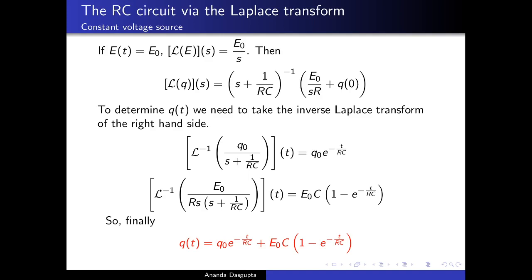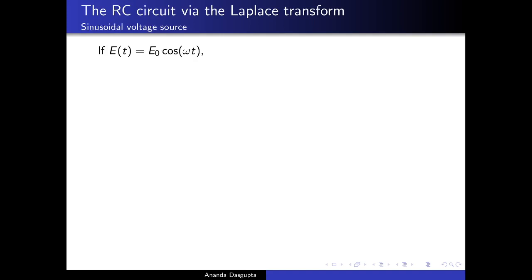Well, quickly moving on to the next case. If you have a sinusoidal voltage source, let's say e of t is e0 cos omega t. We know what the Laplace transform of that is. We figured that out a while ago. Cos omega t has a Laplace transform of s by s square plus omega square. So the Laplace transform of E at s is E0 times s by s square plus omega square.